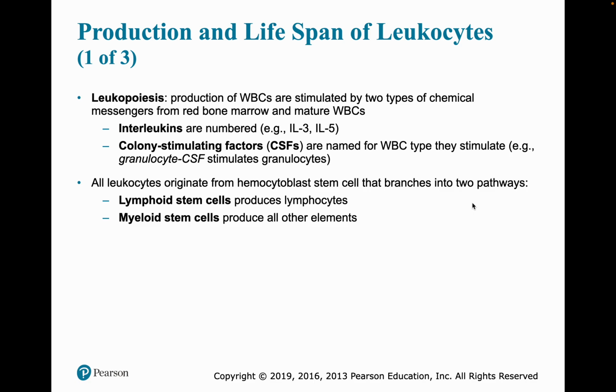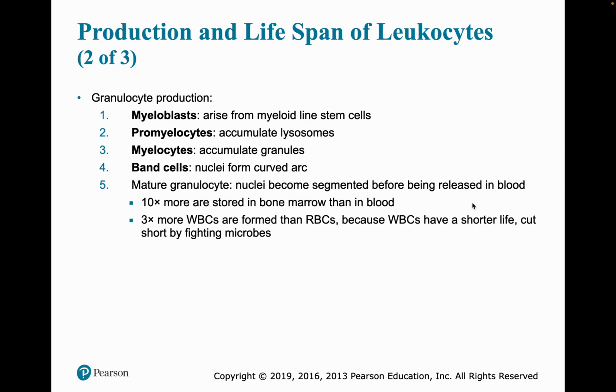Myeloid is all the other elements. Lymphoid is the lymphocytes. And that begins with a process of making a myeloblast that arrives from the myeloid stem cell, to a promyelocyte, to the myelocyte, to the band cells, and then maturation of the granulocyte. The nuclei becomes fragmented before being released into the blood.